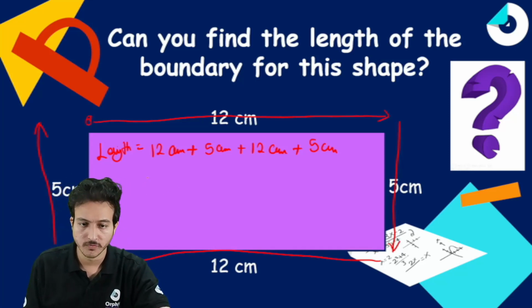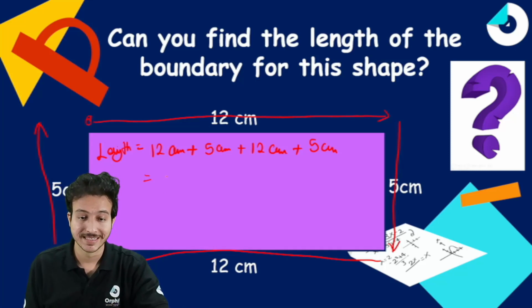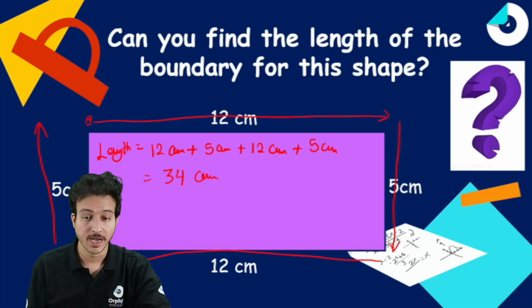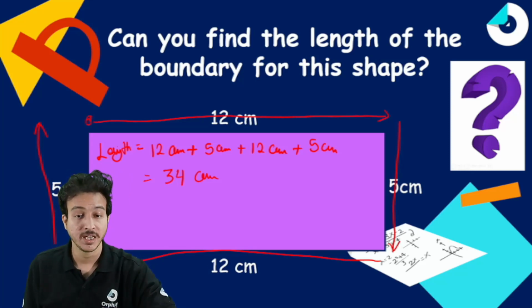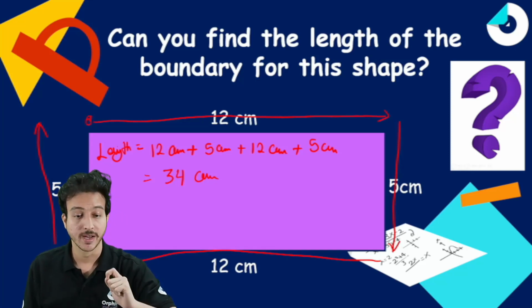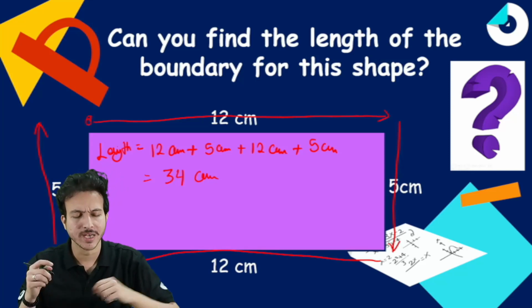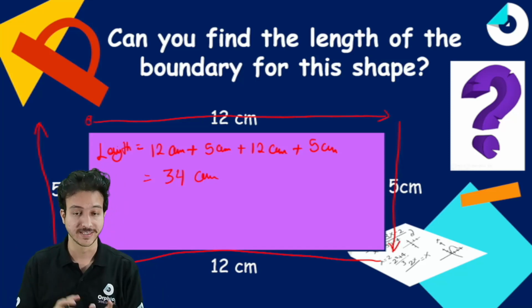So the total length will come out to be 12 plus 5 plus 12 plus 5. It will give you the value as 24 plus 10, that is 34 centimeter. Now focus on the unit. While we are talking about area, the units come out to be square centimeter because we are multiplying centimeter with centimeter. Here we are just adding them, and hence the unit will be the same as of the side, because ultimately what you are doing, finding the total length, and length is always in centimeters.